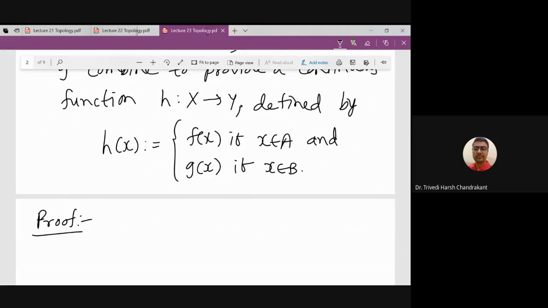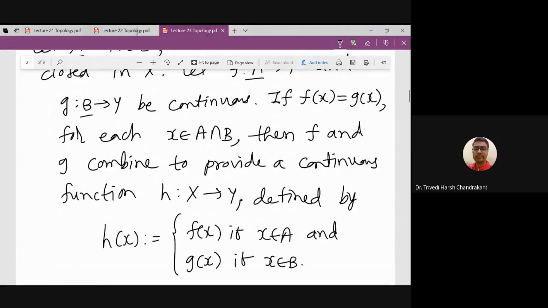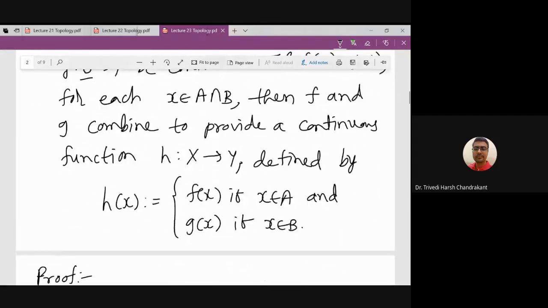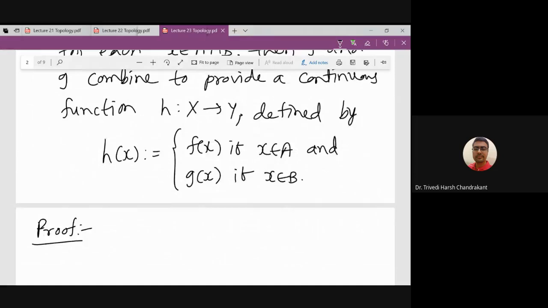So to prove this theorem, there are many ways to prove a function is continuous. Here you can see that the description of X is given as A union B, and A and B are closed sets. So it is natural that we will use the characterization of continuous functions in terms of closed sets. The characterization says that F is continuous if and only if the inverse image of every closed set is closed.